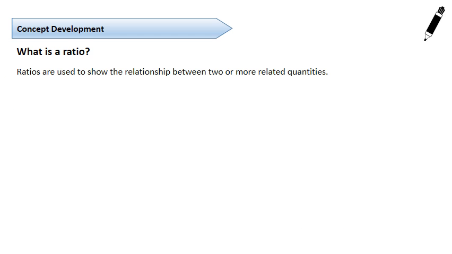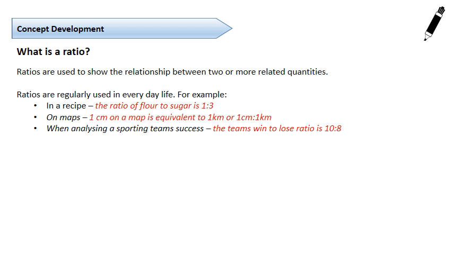Right, next. Ratios are used to show the relationship between 2 or more related quantities. Here's some examples. So in a recipe, the ratio of flour to sugar is 1:3. When you see that colon in the middle, you say "is to". So on a map, 1 centimeter on a map is equivalent to 1 kilometer. So 1 centimeter is to 1 kilometer. When analysing a sporting team's success, the team's win to lose ratio is 10:8.